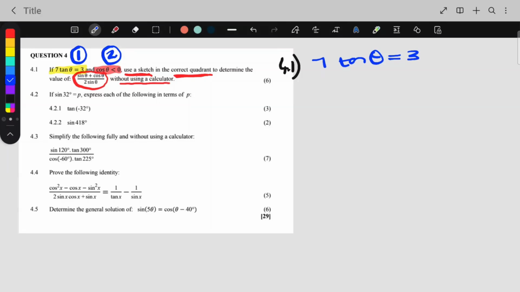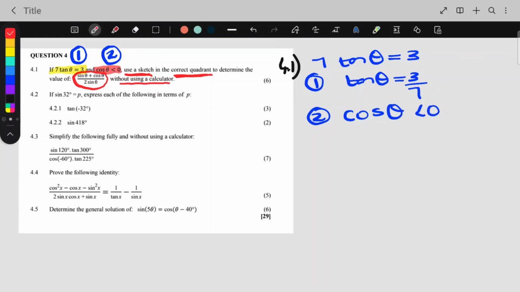This was given. So what do I do with this equation? I isolate tan. I make sure tan is by itself. So I'm going to say tan theta is equal to 3 over 7. Then I'm going to use information number 2. So this was information number 1. Information number 2 is my restriction. Cos theta is less than 0.